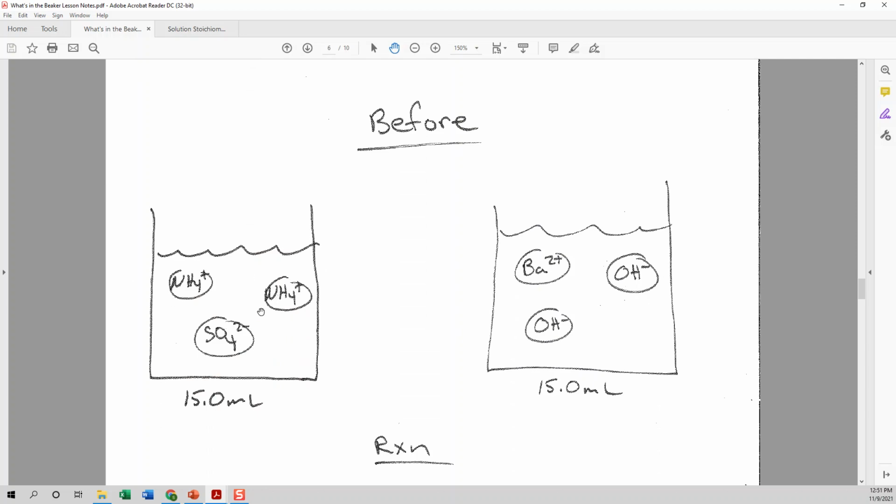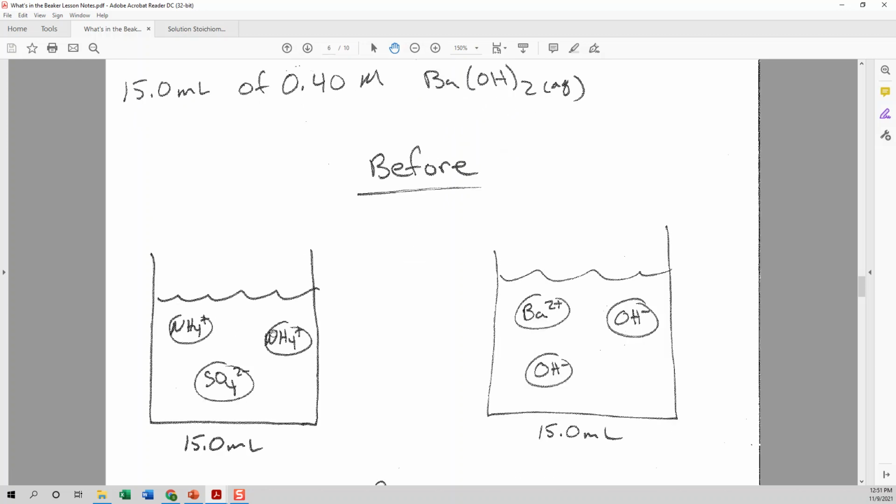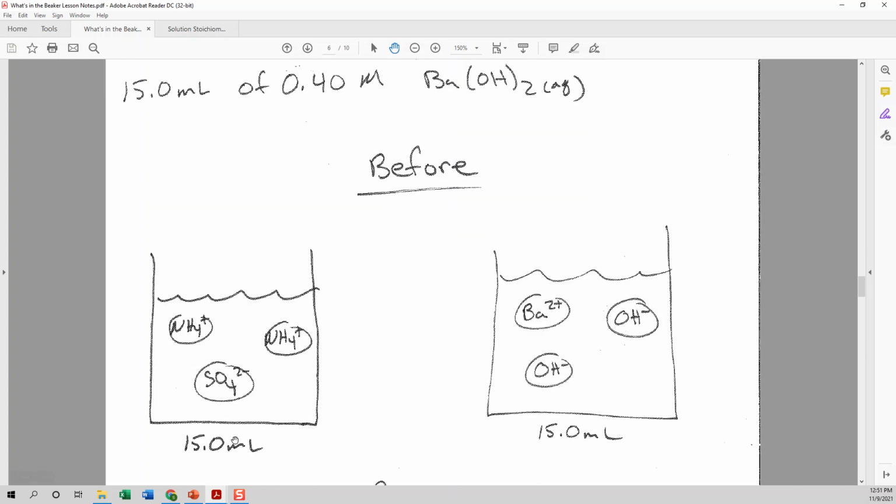So my ammonium sulfate would look like this, because I have two ammoniums and one sulfate, dissociated because it's aqueous ionic, right? And we got 15 milliliters. And then over here we got barium hydroxide, two hydroxides for one barium. So that's what this solution would look like. 15 milliliters. I got 2 times the hydroxide that I do the barium, and 2 times the ammonium that I do the sulfate.